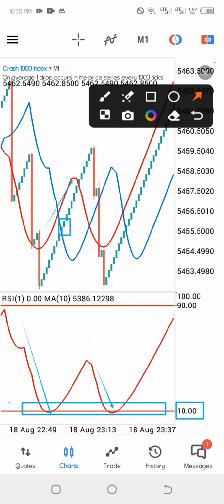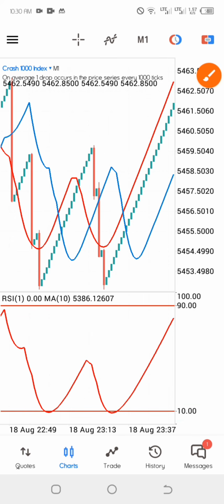Now let me show you guys the settings for the strategy. Okay, so that's how the strategy works, and I hope you guys have understanding. If you don't understand the strategy, make sure you contact us on WhatsApp.